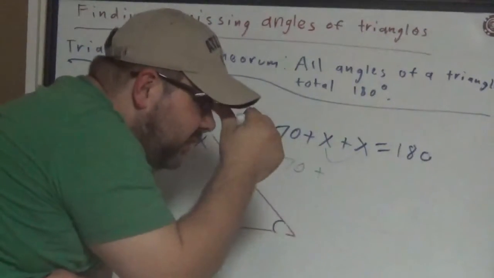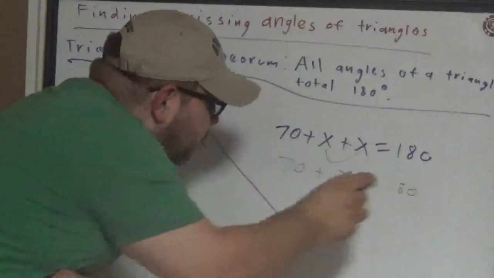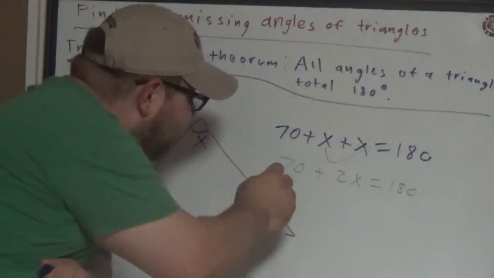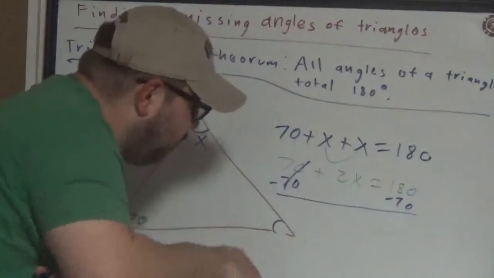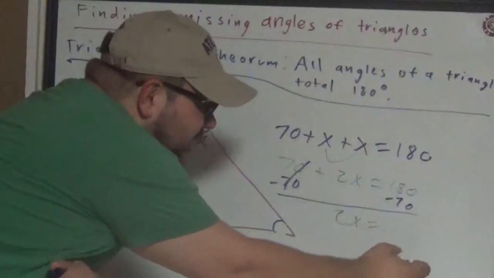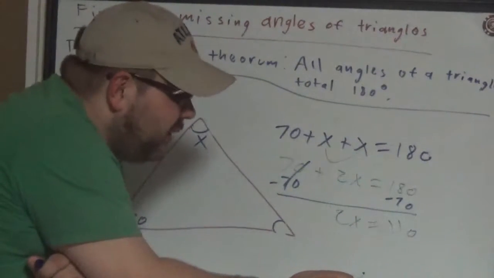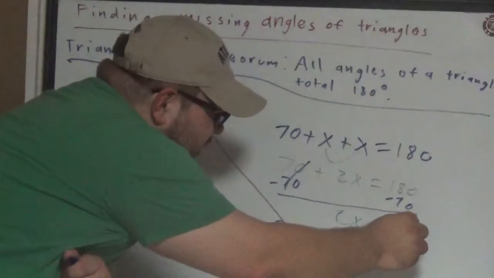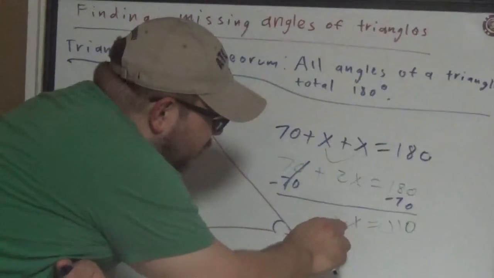Go bring down my 70. x plus x is 2x. Solve a now two-step equation, minusing 70. 2x equals 180 minus 70 is 110. Now it's 2x equals 110, and my goodness, that's a terrible looking 110. Let's change that. That's a terrible looking 2 also.